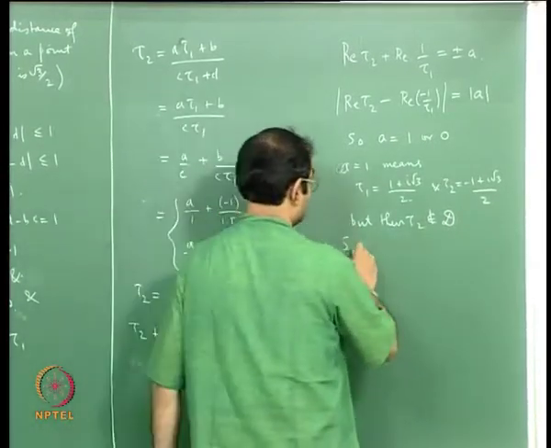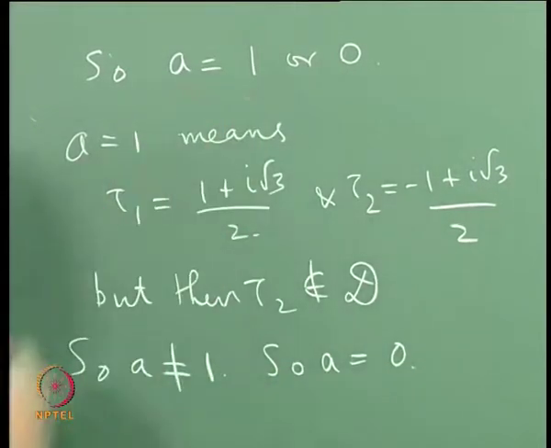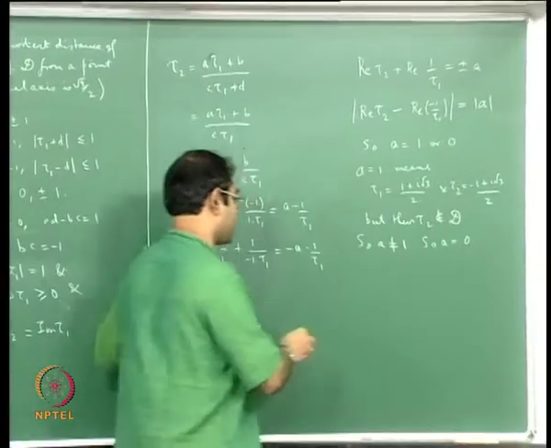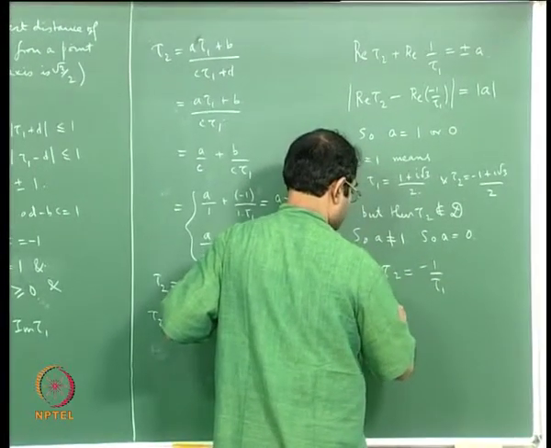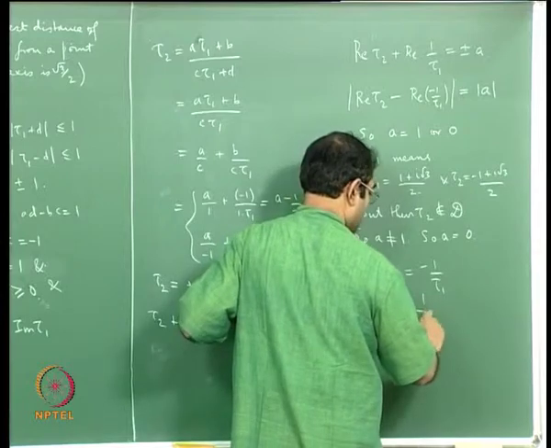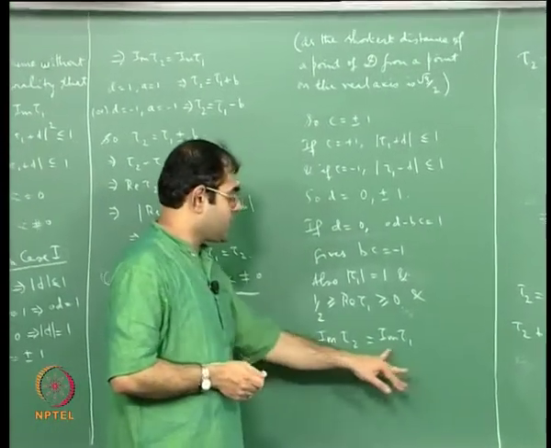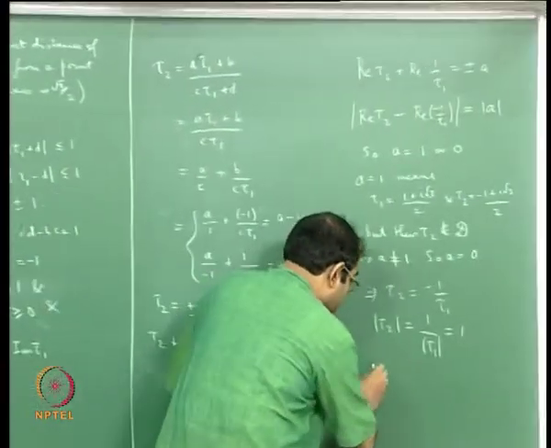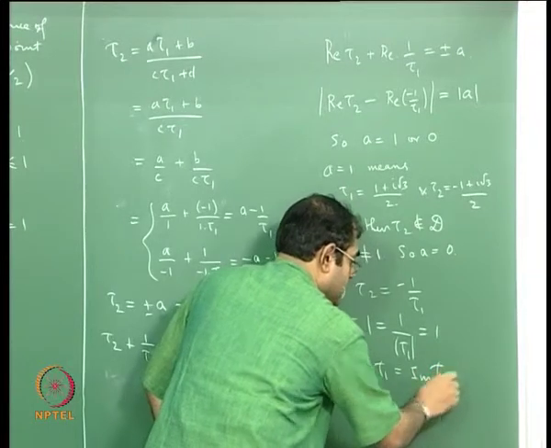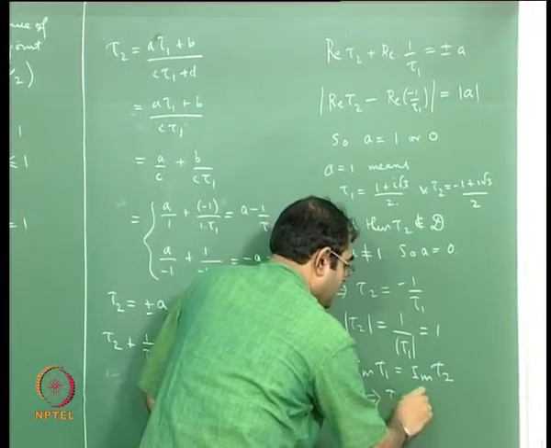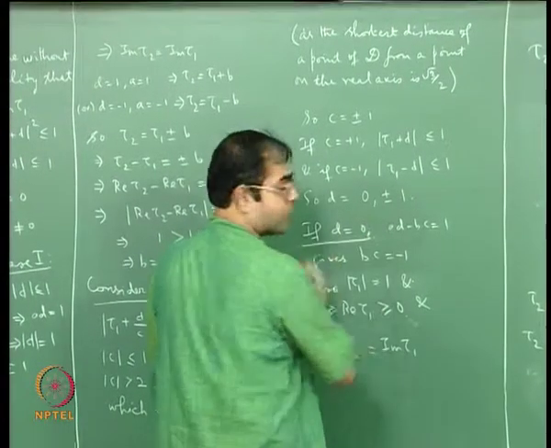So A is not equal to 1, so A is 0, okay, and if A is 0 of course this will tell you that tau 2 is minus 1 by tau 1, and you will also get mod tau 2 is equal to 1 by mod tau 1 which is 1, so you will get mod tau 2 is also 1, and combined with the fact that tau 1 and tau 2 have the same imaginary part, so imaginary part of tau 1 is equal to imaginary part of tau 2, will tell you that tau 1 is equal to tau 2 is actually equal to i, okay. So that settles the case when D is 0, okay.